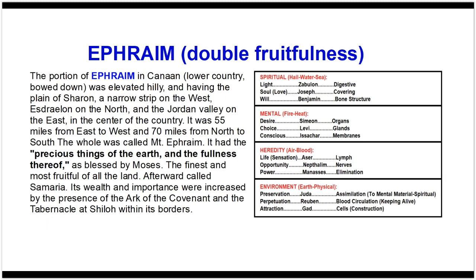The portion of Ephraim in Canaan, lower country, bowed down, was elevated, hilly, and having the plain of Sharon, a narrow strip on the west, Esdraelon on the north, and the Jordan Valley on the east, in the center of the country. It was 55 miles from east to west and 70 miles from north to south. The whole was called Mount Ephraim. It had the precious things of the earth, and the fullness thereof, as blessed by Moses. The finest and most fruitful of all the land. Afterward called Samaria. Its wealth and importance were increased by the presence of the Ark of the Covenant, and the tabernacle at Shiloh within its borders.